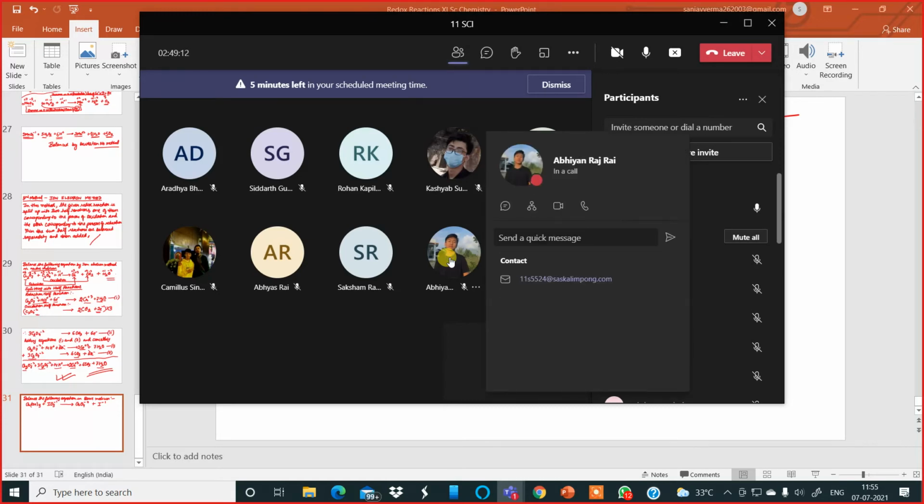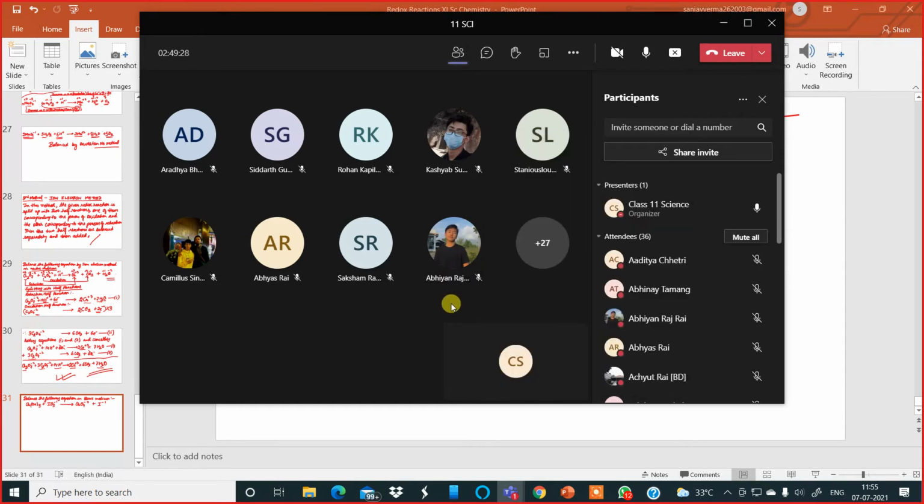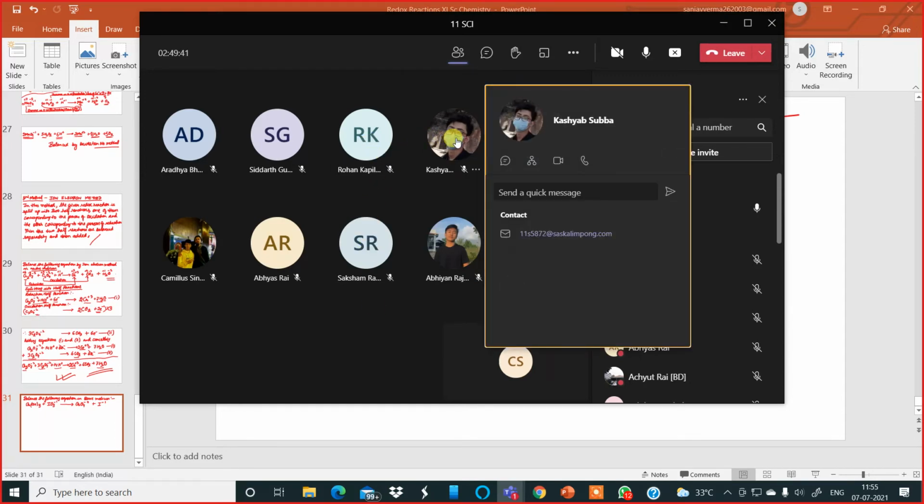Abhiyan Raj Rai, please switch on your camera and show me whether you have copied this or not. Abhiyan Raj Rai, switch on your camera and show me whether you have copied it or not. That is an excuse? Is that an excuse? Okay. Kashyap, put on your camera and show me whether you have copied this equation or not.